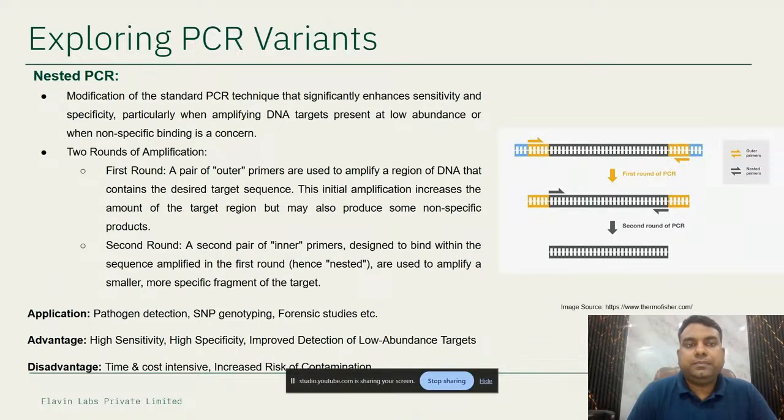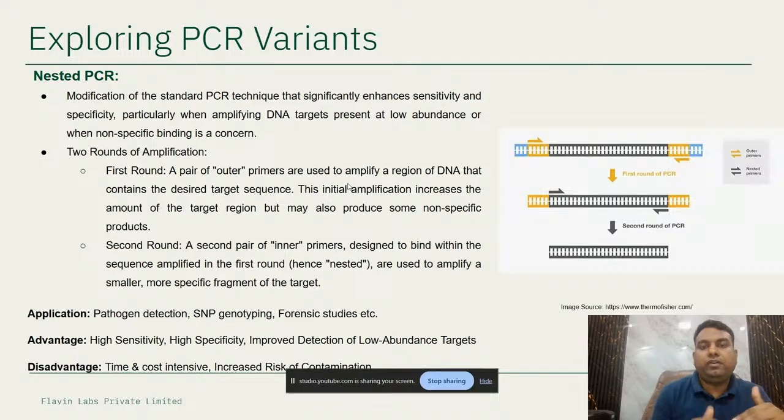Next one is nested PCR. It is a modification of the standard PCR technique that significantly enhances sensitivity and specificity, particularly when amplifying DNA targets that are present in low abundance. Sometimes we don't get a large amount of DNA for everything. It happens in two rounds.